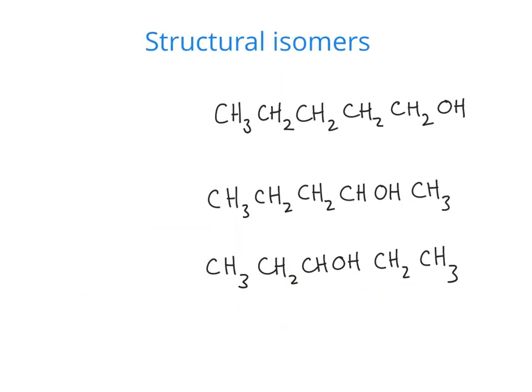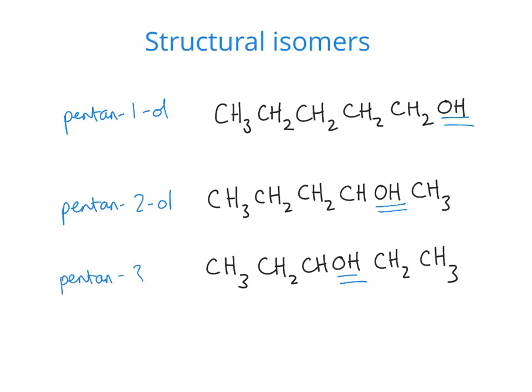So if I was instead to look at the same formula, so still C5H12O, then another way of having a structural isomer would be simply to move the position of the OH group. And so the first one, we'd be looking at pentan-1-ol. The second would be pentan-2-ol. And the third would be pentan-3-ol.